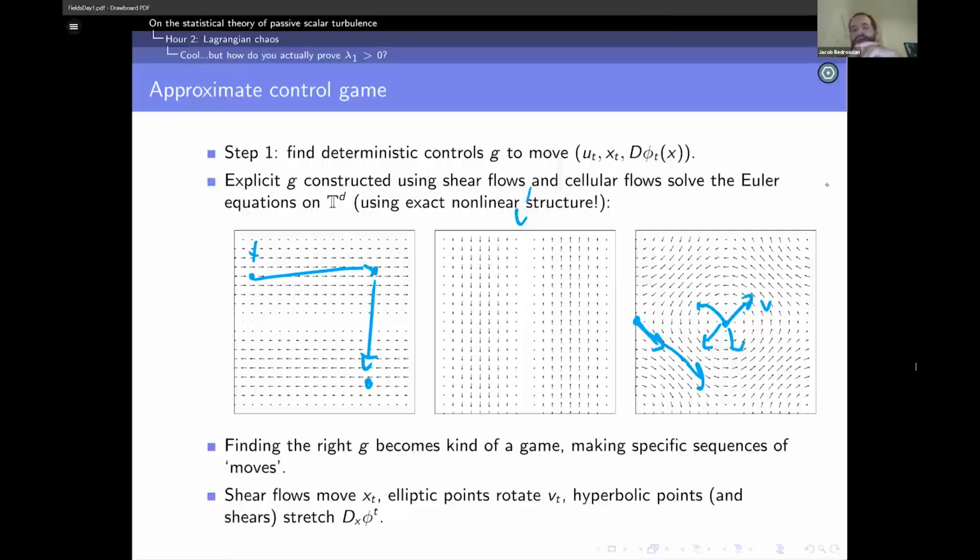And so you see that you can move the particle to where you want, then you can stop, and then you can turn on these cellular flows to rotate V and then stop, and then turn on this cellular flow shifted to stretch V, to stretch the flow map however much you want. And then you just say, all right, well, I have a deterministic control that can do it. And so I have a positive probability of doing it. And so, boom, Lagrangian chaos.